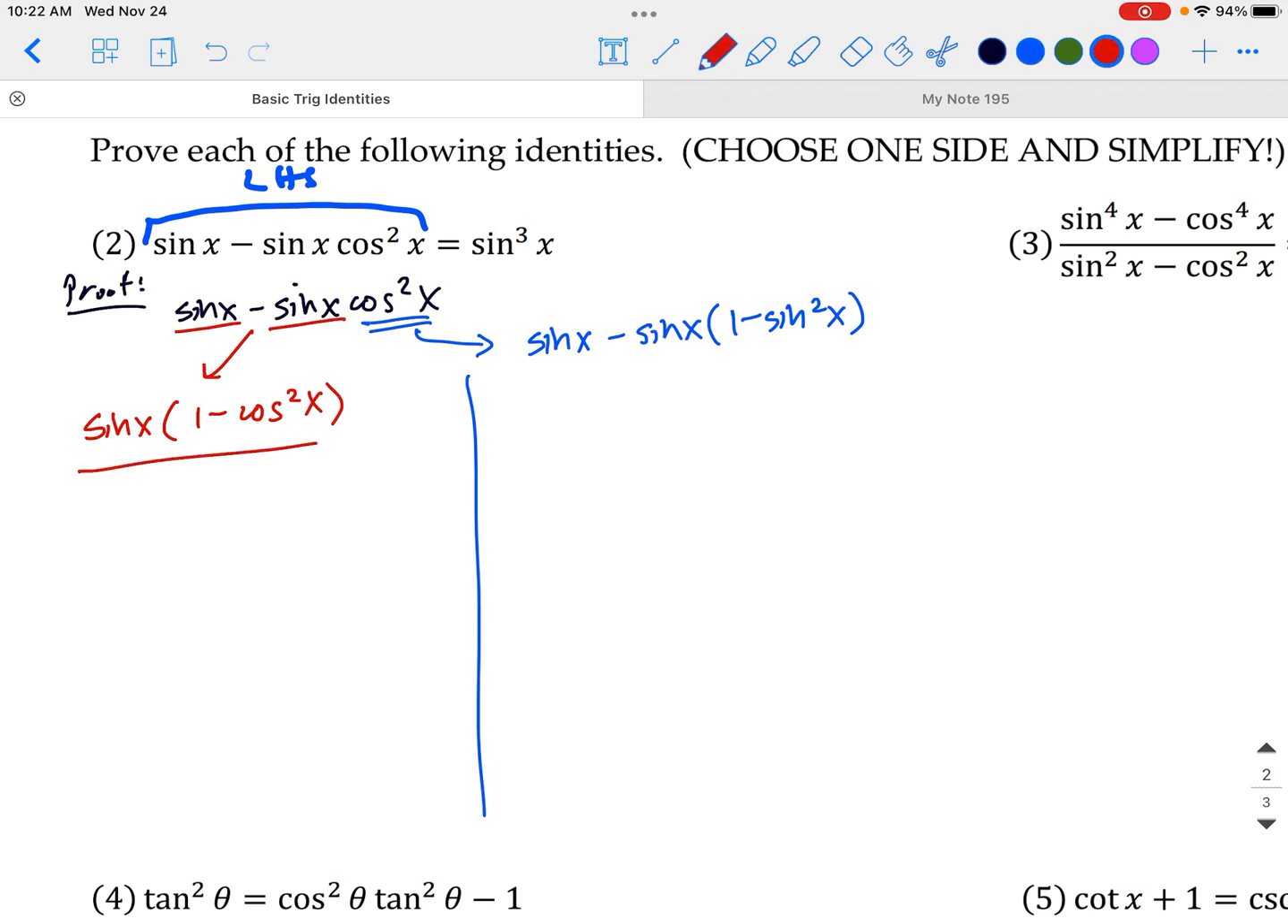So if I go the sine x factoring route, we'll note that we have 1 minus cosine squared. But 1 minus cosine squared is simply sine squared. Again, from that Pythagorean identity. So now I've got sine x times sine squared, which is going to be sine cubed. Proof is done.